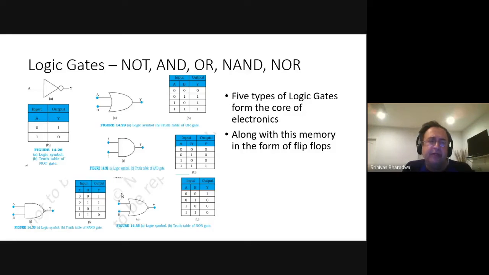There are two types of memory. There is hard disk, which stores data permanently. Then there is random access memory, which is there in a device like this, which when the device starts up is ready to store memory. Then memory is stored in the form of gates, which are called flip-flops.